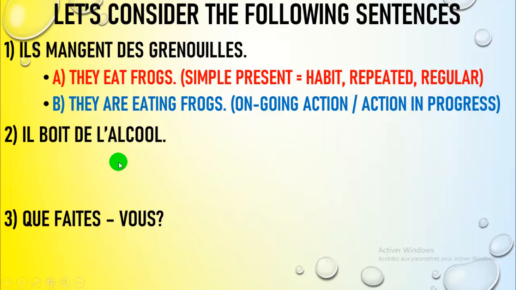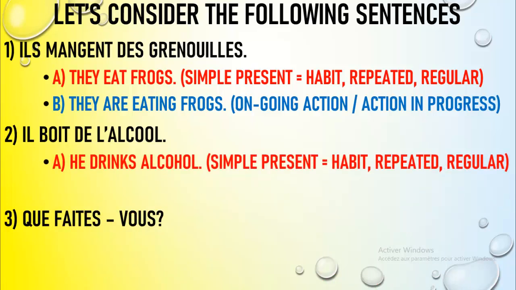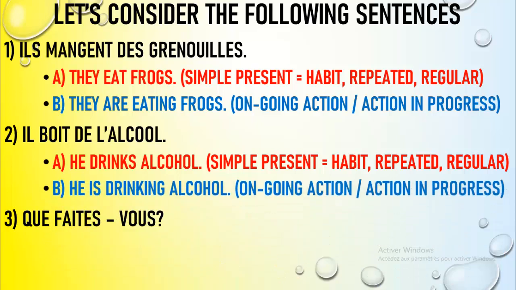Il boit de l'alcool. D'habitude, il boit de l'alcool. C'est un soulard. Il boit de l'alcool. Dans ce cas, c'est le présent simple. Simple present. He drinks alcohol. Maintenant, quand je demande à quelqu'un, lui, ce gars-là, qu'est-ce qu'il fait avec cette tasse? Qu'est-ce qu'il fait? On me dit, il est en train de boire. Le en train ne vient pas, il boit de l'alcool. He is drinking alcohol. Ongoing action, action in progress.